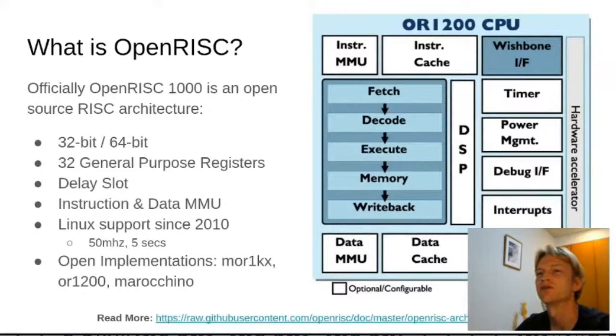It started in the year 2000 with the OpenRISC 1000 architecture, an open source RISC architecture, and the first implementation was the OR1200 CPU. It's a fully featured CPU that has an MMU, which means it can run very complicated, modern operating systems with memory protection. It also has many different peripherals, such as a timer, power management, debug interface, and interrupts, anything you need to run your latest modern day operating systems. The Linux port has been available upstream since 2010, and there are now other implementations as well, the MOR1KX and the Marocchino.